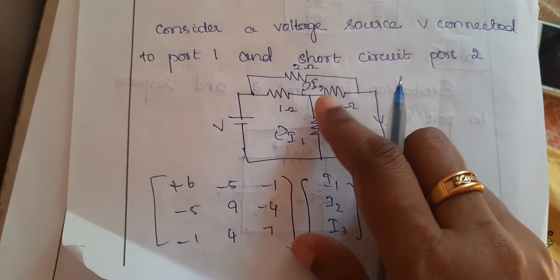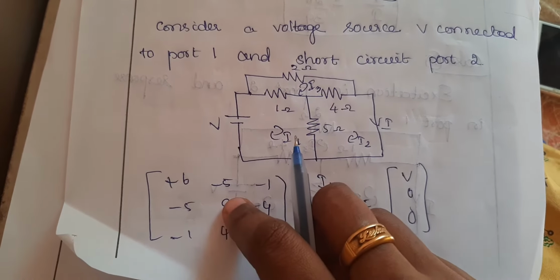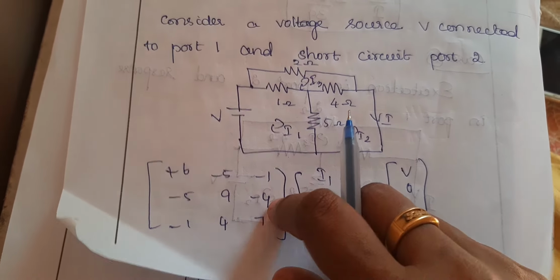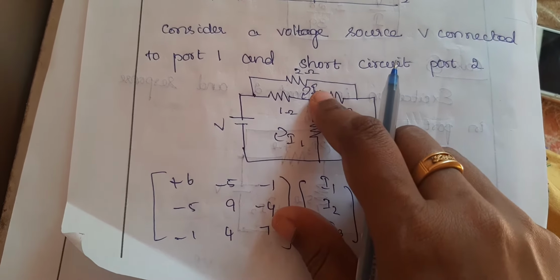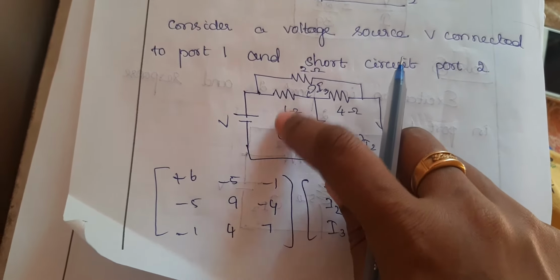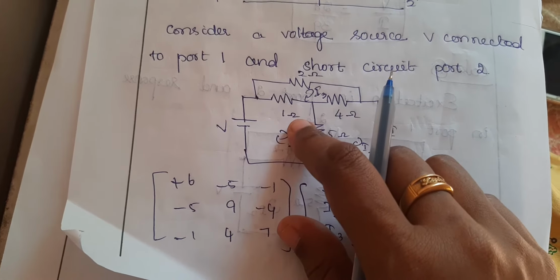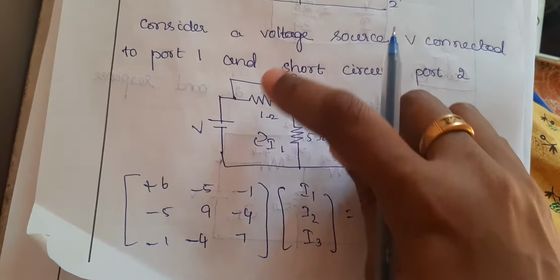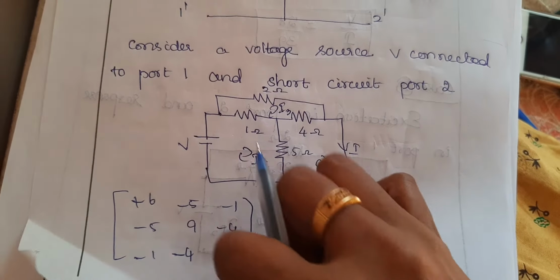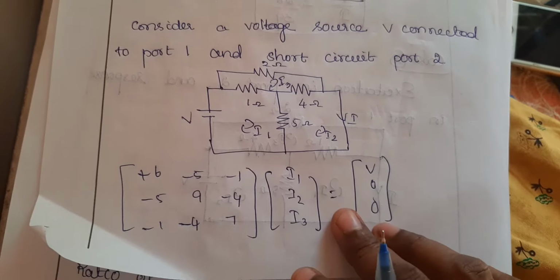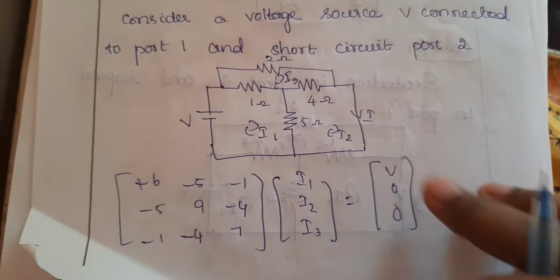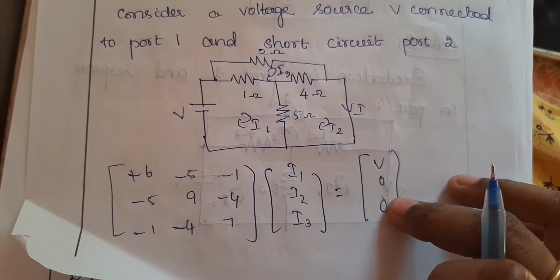Next R22, so what are the resistors here? 5 ohm and 4 ohm, so 9 ohm resistor. Next R23. Okay, so what is the common resistor? 4. Okay, and next R31. So here what is the common resistor? 1. Okay, minus 5. Then R32. So what is the resistor? 4. So here you should put minus sign. And next R33. So what are the resistors? 2 plus 1, 3, 3 plus 4, 7. Okay, except these diagonal elements, all other elements you mark with negative sign. So the current sources I1, I2, I3, and the voltage source in the first loop is V, second loop 0, third loop also 0.